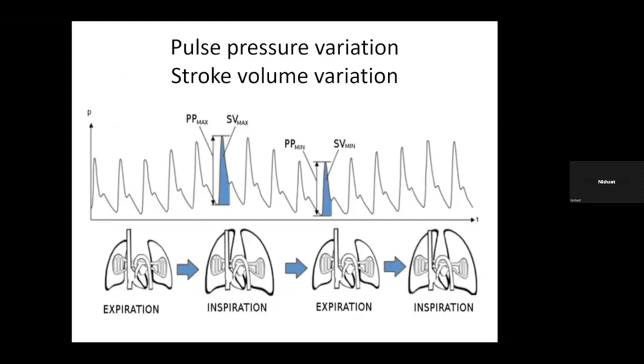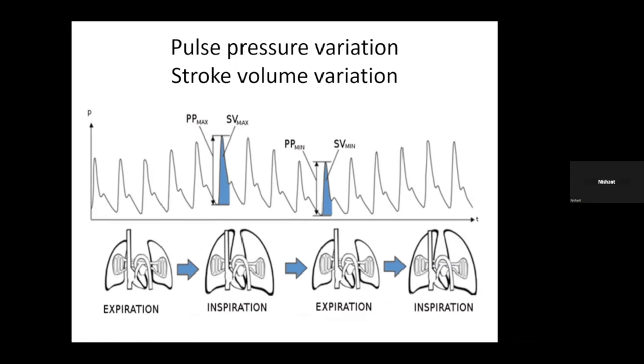One of the most important advantages of arterial waveform analysis is that it provides dynamic indicators of fluid responsiveness, that is, pulse pressure variation and stroke volume variation. When the patient is mechanically ventilated, with the variation between expiration and inspiration there is a change in the preload, and this will change the blood pressure variation. So if the pulse pressure variation is more than 12 to 13, then we can say that the patient is fluid depleted, and he will be responsive to a fluid bolus.